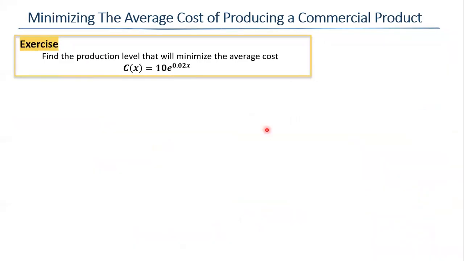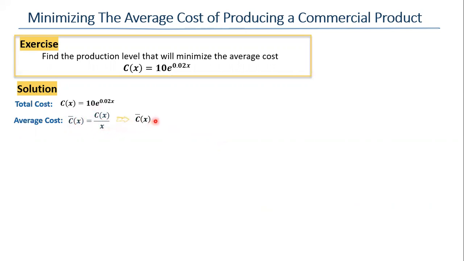Other question: find the production level that will minimize the average cost. C of x equals 10 e to the power 0.02x. Total cost is C equals 10 e to the power 0.02x. Now the average cost is C of x over x. So we substitute C of x by 10 e to the power 0.02x divided by x.